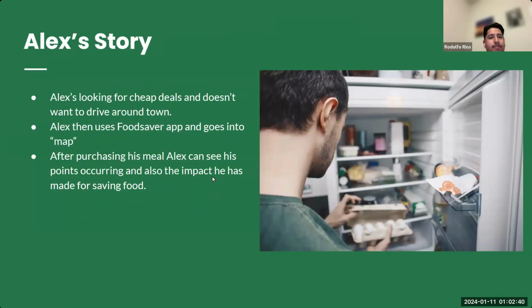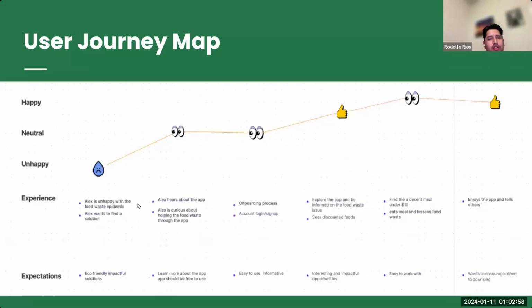From here, we'll go to Alex's story. Alex is looking for cheap deals and doesn't want to drive around town. Alex then uses the FoodSaver app and goes into the map. After purchasing his meal, Alex can see his points accruing and also the impact he has made for saving food. So then we follow the user's journey map. Throughout his process, he starts off unhappy, knowing the waste of food, and he climbs up once he's going through the app and going through the onboarding process, he finds himself going from unhappy to happy.